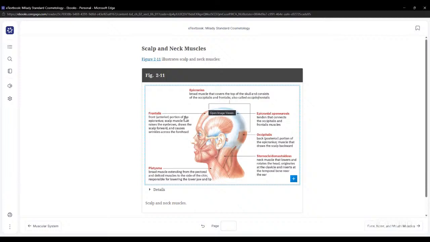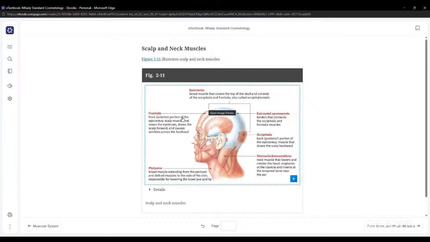It raises the eyebrows, draws the scalp forward, and causes wrinkles across the forehead. So a lot of times when individuals are giving expressions and you see something going on across the forehead, they may say, are you serious? They're using their frontalis muscle. So they're raising the brows, drawing the scalp forward, and causing wrinkles across the forehead.